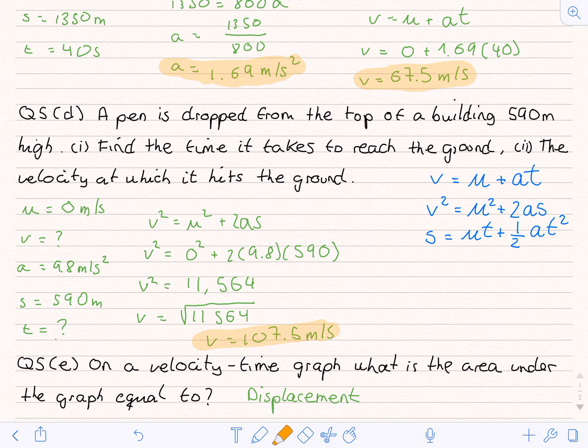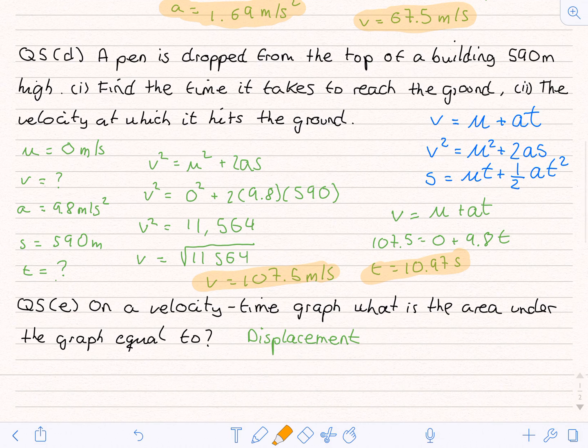How do we find the time? I'm going to use this formula here. We know that v is 107.5, u again is equal to 0, gravity is 9.8, and t we don't know yet. So we divide by 9.8, and we get the time it takes is 10.97 seconds, okay? And then question E is theory, so you can just read it if you want to.